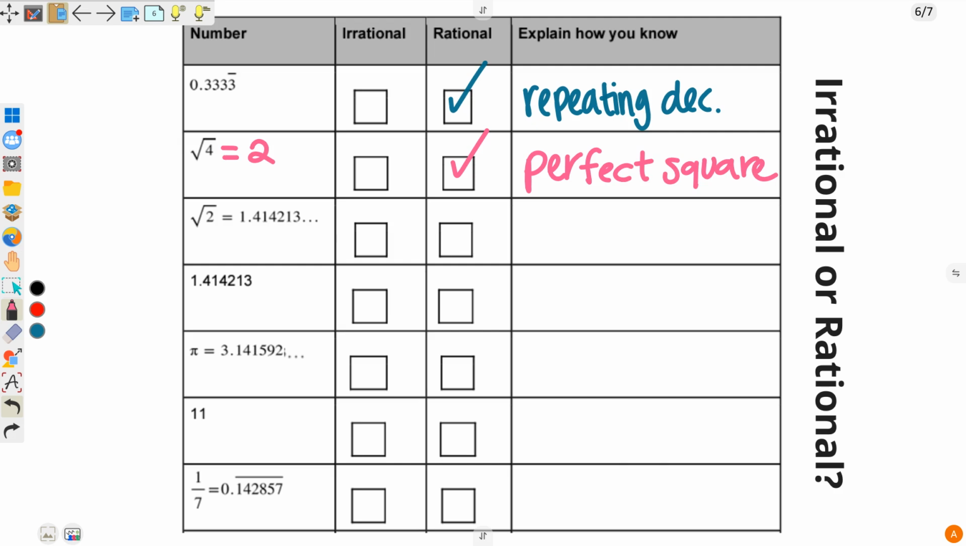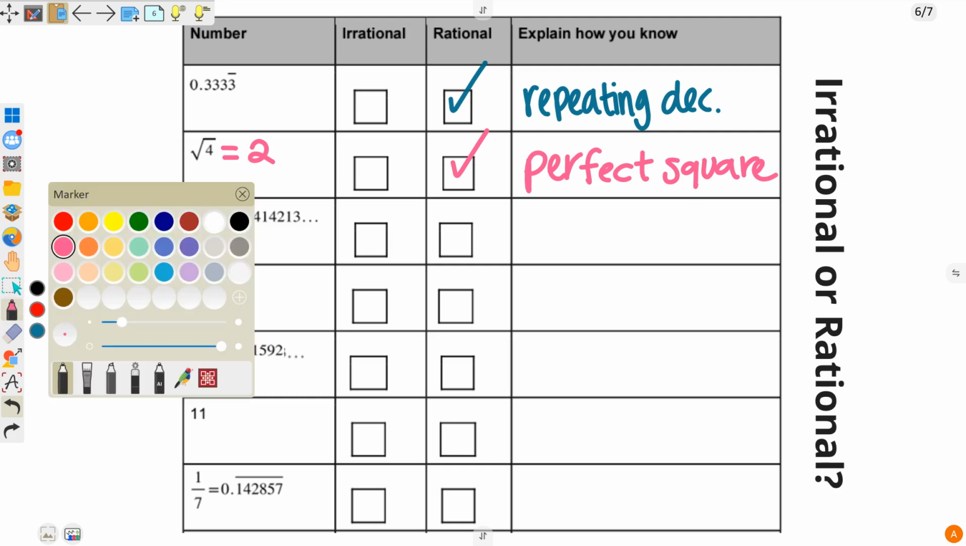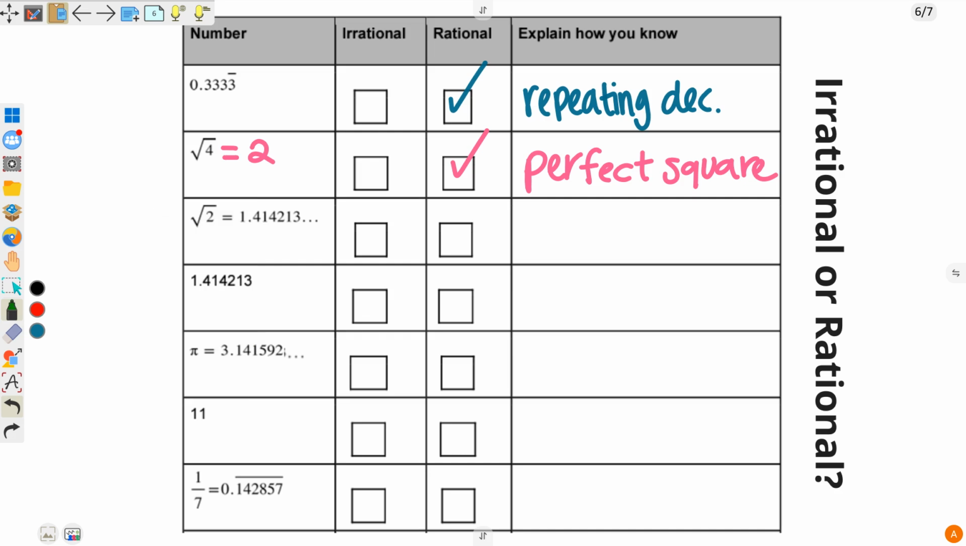Okay. Well, what about the next one? Square root of 2. If you type that in your Desmos now, you're going to get this: 1.414213. Is there a pattern? Do we know what number is coming next? Is it predictable? No, it's not. I have no idea what's about to happen. So here, it is a non-perfect square.